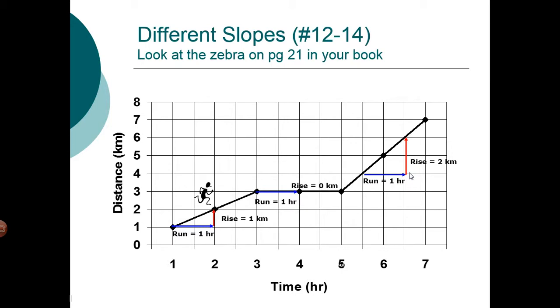So in this part of the line, just like the zebra in your book, the runner is moving. It's moving, but slowly. In this section of the line, where the line is flat, something has happened. The zebra has stopped. Maybe he got bored and decided to eat some grass, or maybe, who knows. But the runner or the zebra has stopped. In this section of the line, the zebra must have seen a lion because it started sprinting. So the steeper the slope, the faster the object is going. If the line is flat, that means the object has stopped.